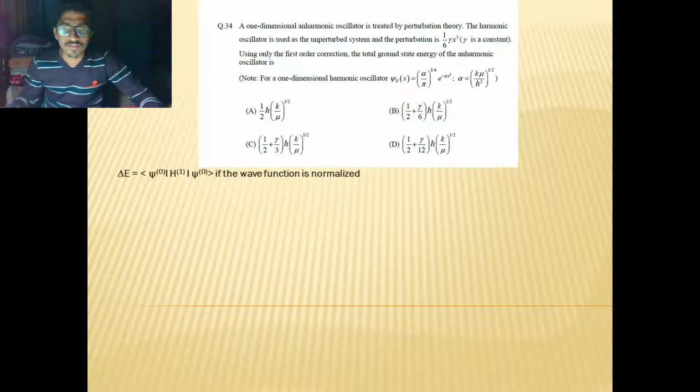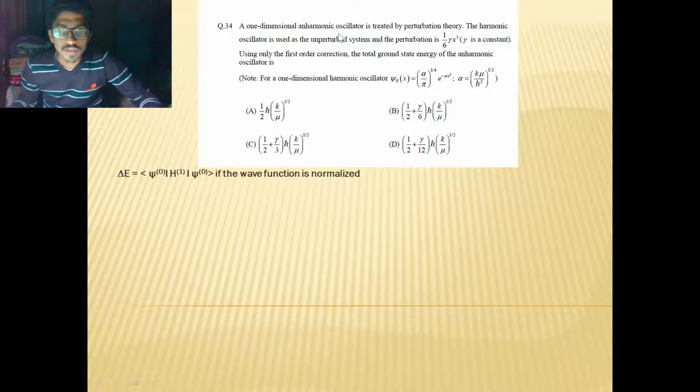So today we are going to discuss a problem from perturbation theory, and it's CSIR NET GATE 2018. It's a very easy problem but a little bit tricky. So see how we can approach this problem.